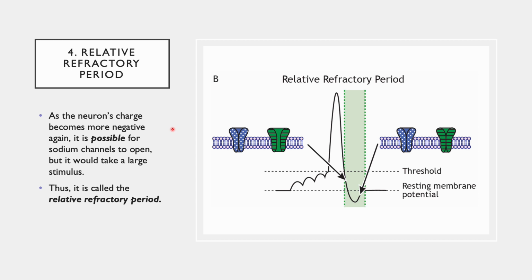As the neuron's charge becomes more negative again, it's possible for sodium channels to open back up, but it would take a very large stimulus to induce another nerve impulse or action potential. During this time, this is known as the relative refractory period. This is when the cell has regained its resting membrane potential, but it has not reached threshold yet. At this time, a very large stimulus would need to activate the cell to allow extracellular sodium ions to re-enter the neuron.